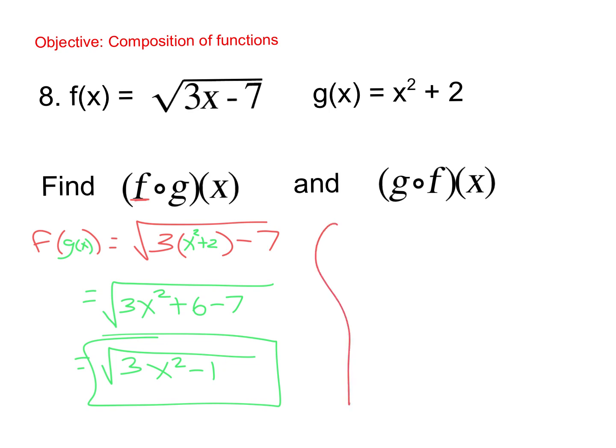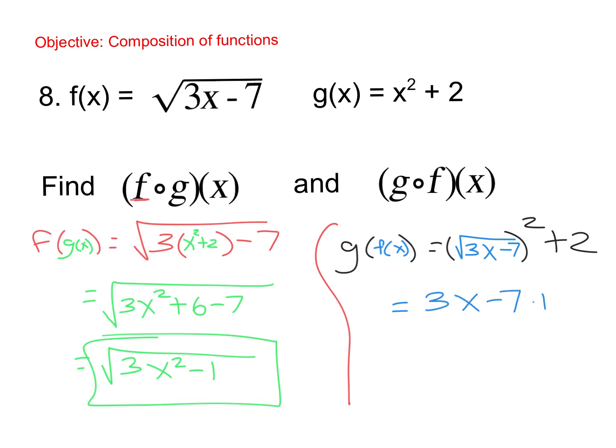Outside function is g. So g of equals something squared plus 2. What's going on the inside? F of x. And that is the square root of 3x minus 7. But what's the square root of 3x minus 7? Remember, those are inverses. They undo each other. So we just get 3x minus 7 plus 2. And then we simplify 3x minus 5.